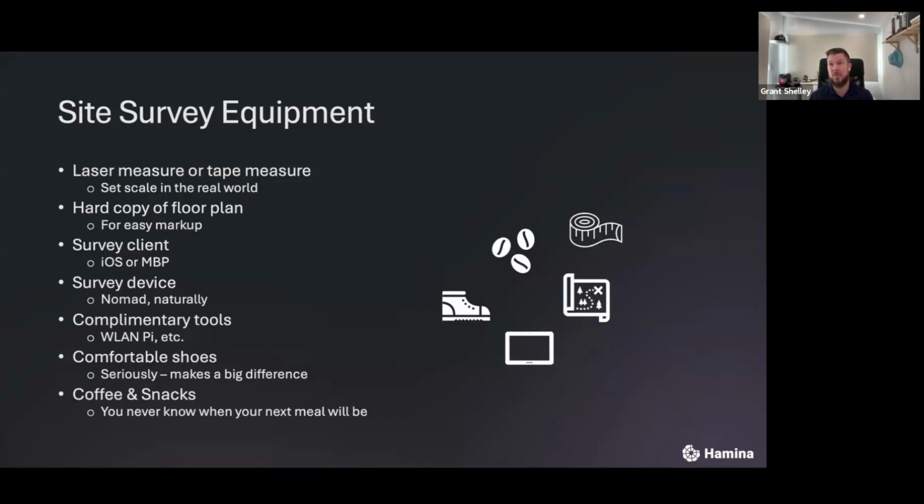I like to have a hard copy of the floor plan, so that way I can do really easy markup. Of course, if you're doing a survey on an iPad, you can have a digital copy, and you can do easy markup on an iPad as well. So there's that.